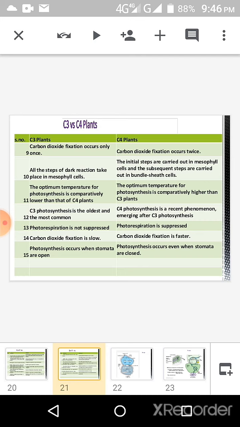Photorespiration is not suppressed in C3 plants. Photorespiration is suppressed in C4 plants. Carbon dioxide fixation is slow in C3 plants. Carbon dioxide fixation is faster in C4 plants. In C3 plants, photosynthesis occurs when stomata are open. In C4 plants, photosynthesis occurs even when stomata are closed.